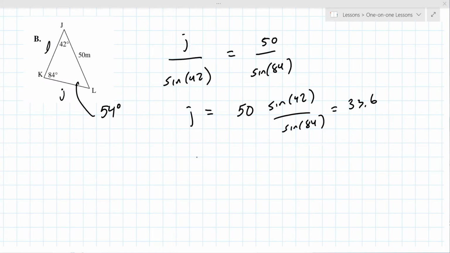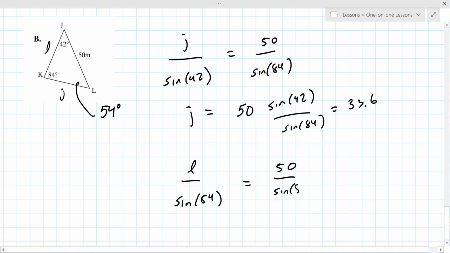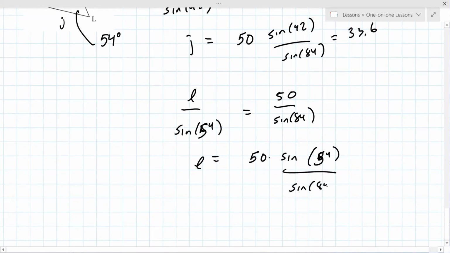So L is over the sine of this angle, 54 degrees. That's why we found it, equals 50 over sine 84. L equals 50 times sine 54 over sine 84. Sorry, my handwriting's getting bad here. And then that equals 40.7.